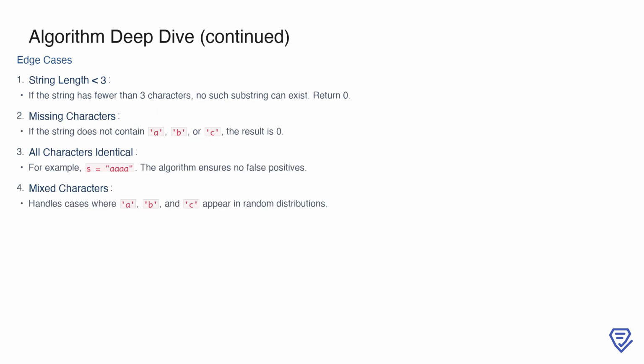When applying this algorithm, it's important to consider edge cases. If the string has fewer than 3 characters, it's impossible to form a valid substring, so we immediately return 0. Similarly, if the string does not contain all 3 required characters, A, B, and C, the result is also 0. Another scenario is when all characters in the string are identical, such as AAA, where no valid substring can exist. Finally, the algorithm handles mixed distributions of A, B, and C efficiently, ensuring that all valid substrings are counted regardless of their order or frequency within the string.